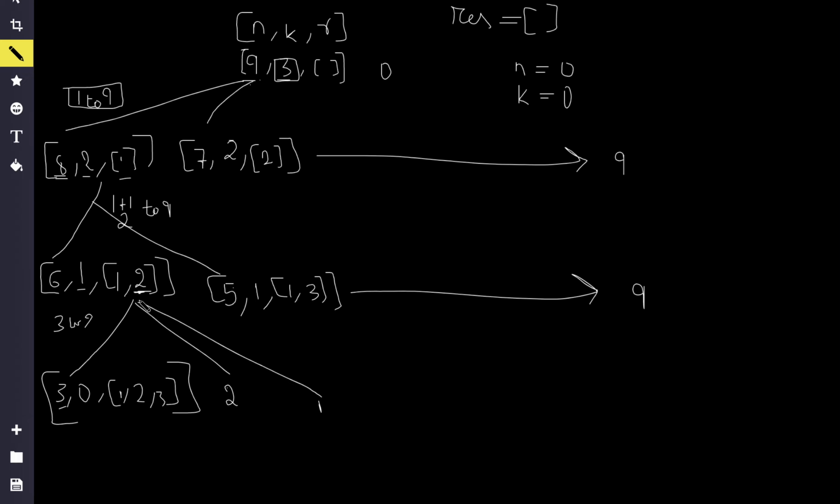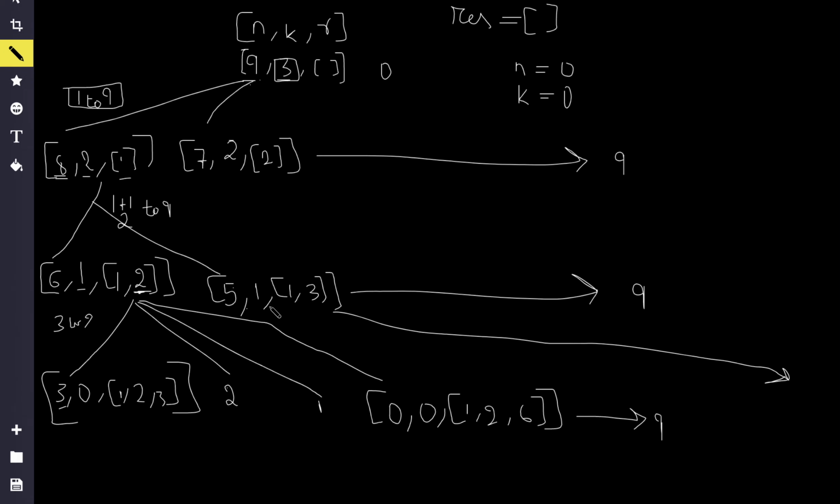When we choose n equal to 6, that time only our n value will become 0, and our k value is also already 0, because k is 1 minus 1 is 0, and our result set will be 1 comma 2 comma 3 comma 6, since we chose 6 now. Okay, now this will also continue till 9.